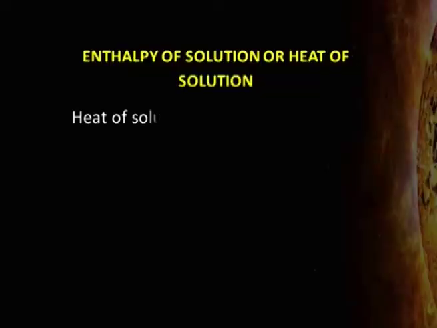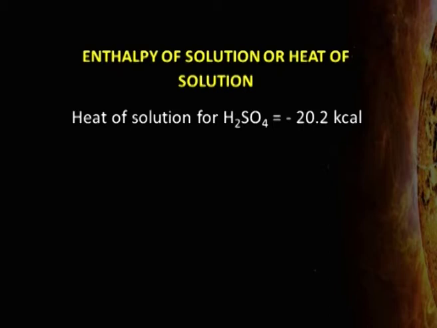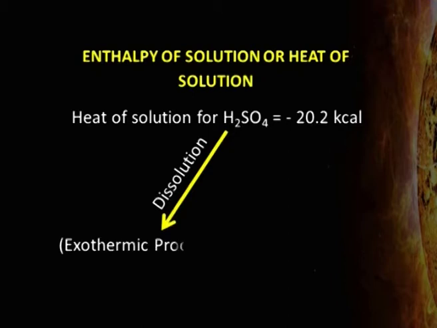Now, we will discuss the heat of solution or enthalpy of solution. The enthalpy of solution is the amount of heat produced when 1 mole of solute is dissolved in solvent such that further dilution will not produce any enthalpy change. Here are some examples for the heat of solutions of different substances. The heat of solution for H2SO4 is minus 20.2 kilocalories. It means dissolution of H2SO4 is an exothermic process.